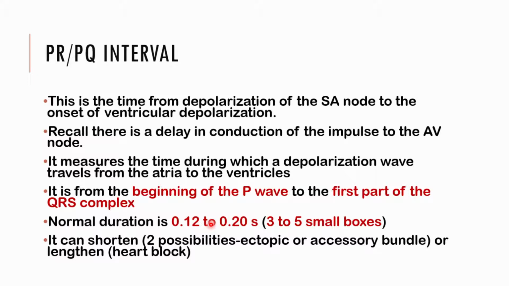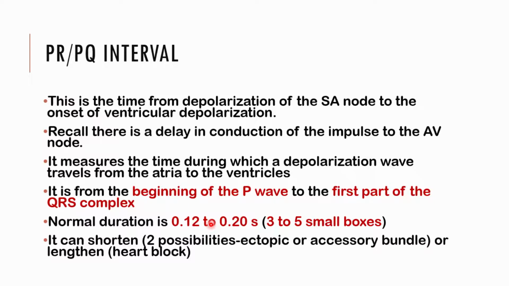Now, the PR interval could shorten or it could lengthen. If it shortens, there are 2 important possibilities that I want you to think about. So if it shortens, it could either be that the impulse is being generated somewhere else in the atrium, other than the SA node, and this place could be very close to the AV node. And most of the times you find out that if this is the case and you have this ectopic focus, the P waves on those other leads will become inverted.